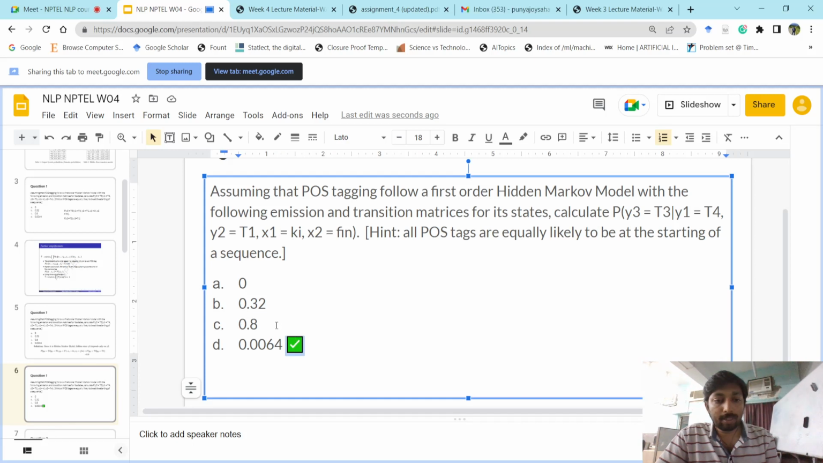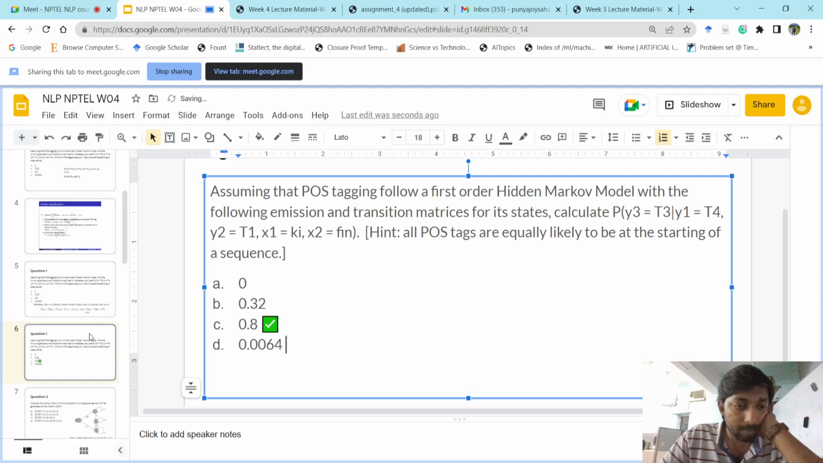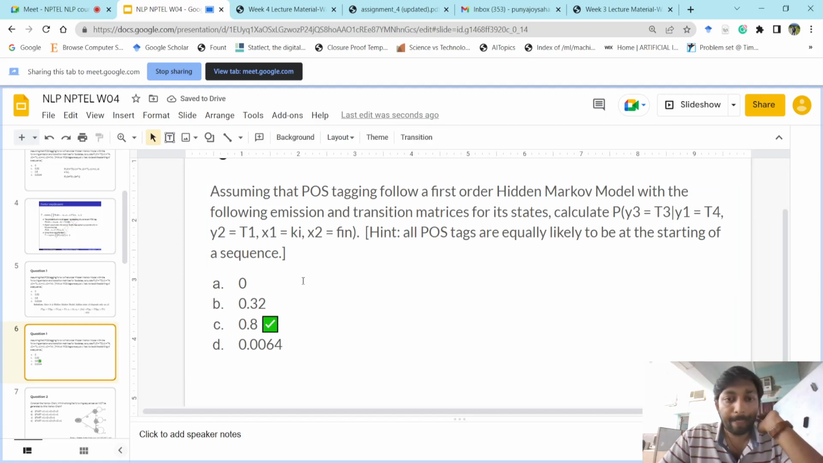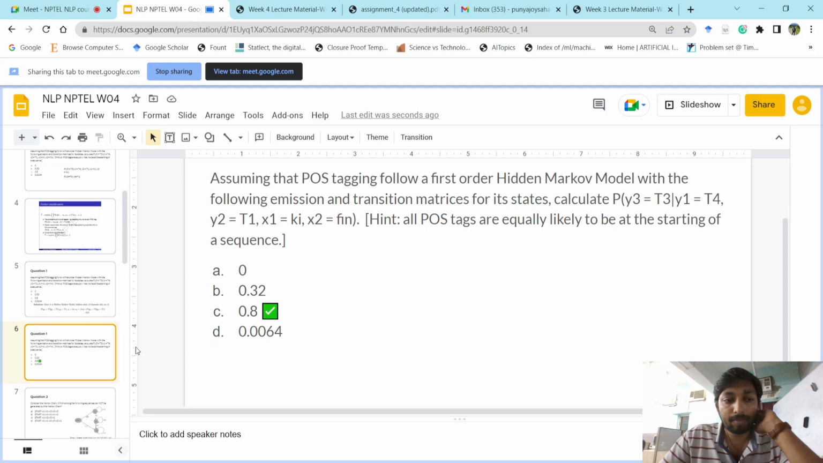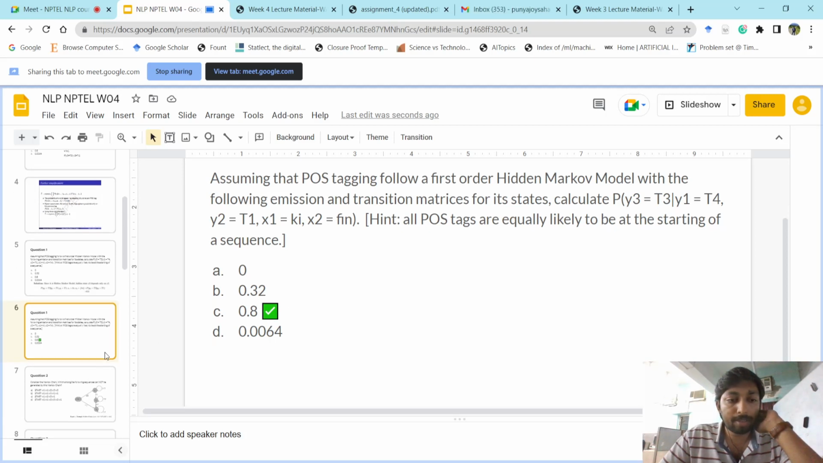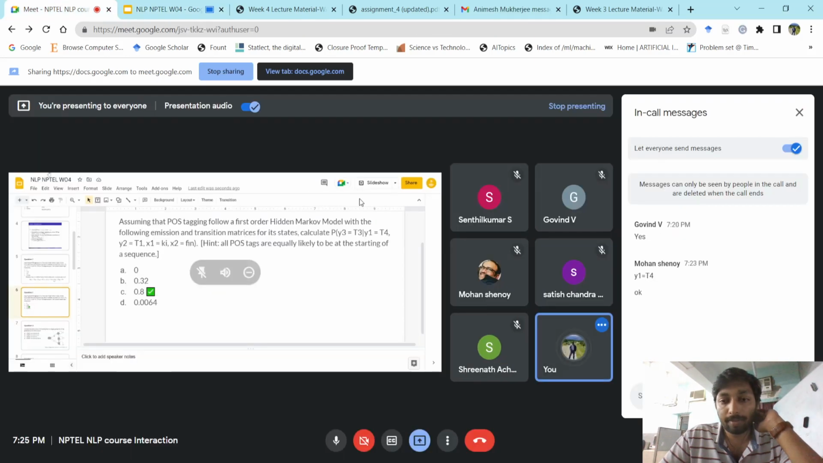One similar question was also there. So yeah, 0.8 is the right answer. Do you have any questions?